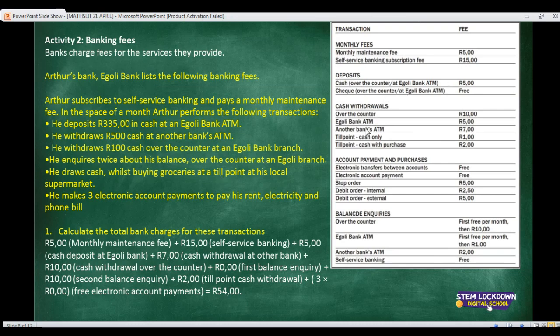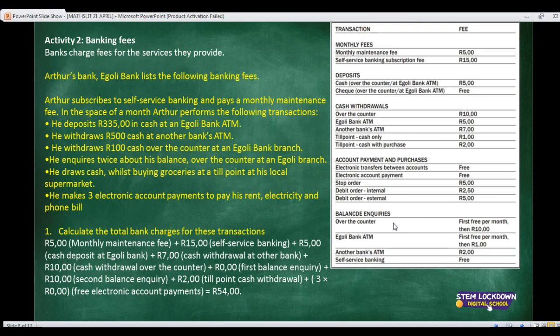Then the other one would probably be a deposit at another bank, and that's how you find the information on this column here. So do not be confused by the amounts he is depositing and receiving in his account. Focus on the category of the transaction, then find that information on this information of the bank charges.